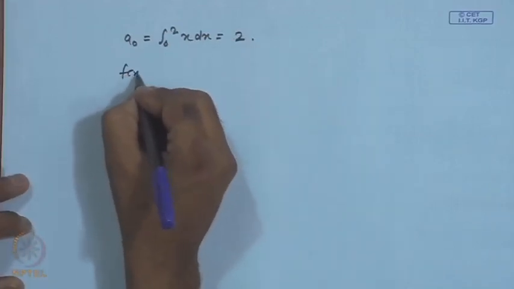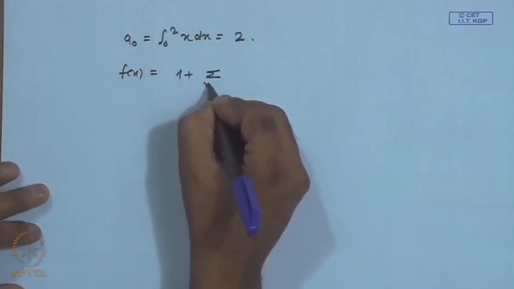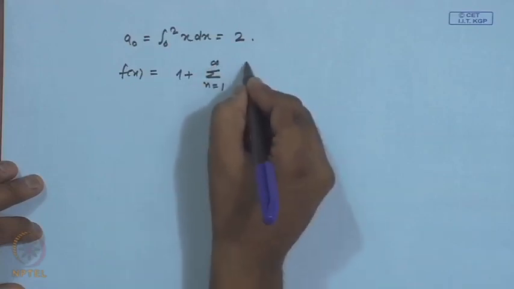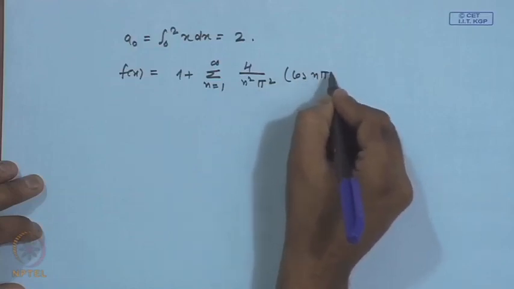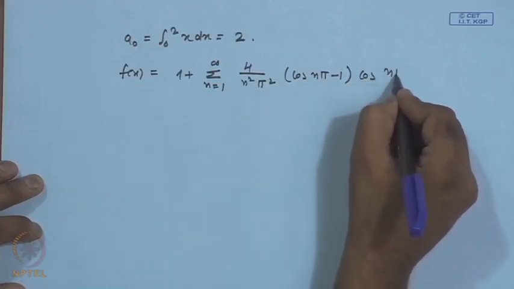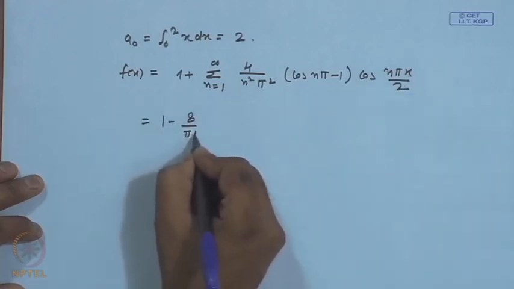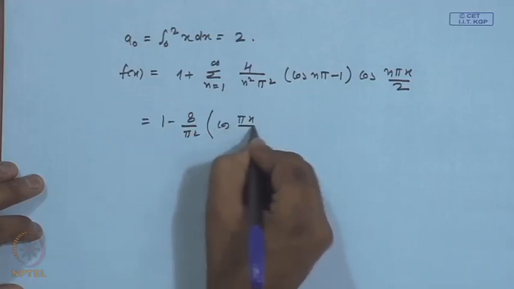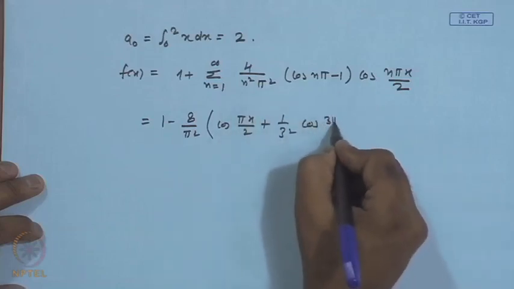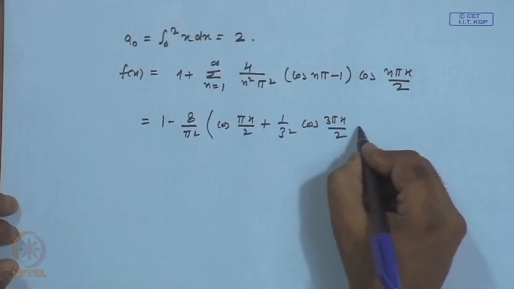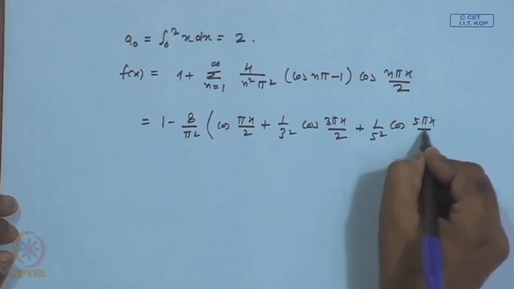So, in this case this f x, or x, is equal to 1 plus the sum n 1 to infinity of 4 over n square pi square times cos n pi minus 1 times cos n pi x over 2, or we can expand this, we will get cos pi x over 2 plus 1 over 3 square cos 3 pi x over 2 and 1 over 5 square cos 5 pi x over 2, and so on.